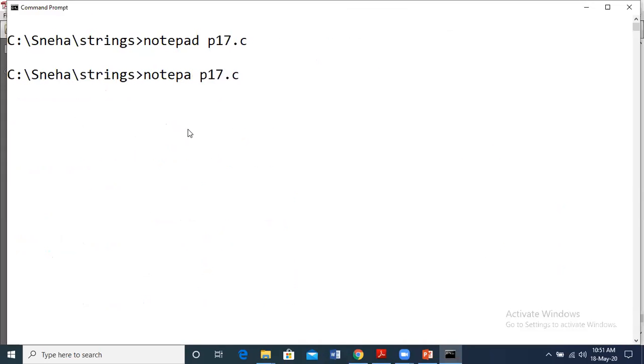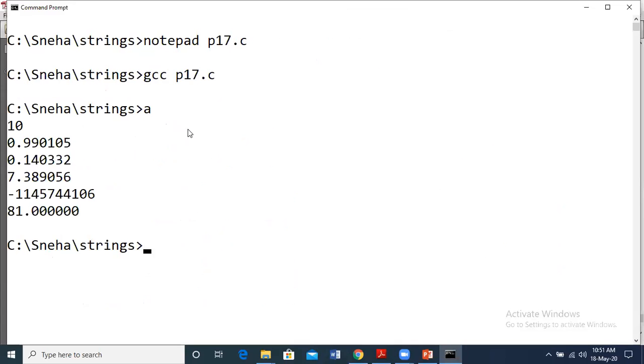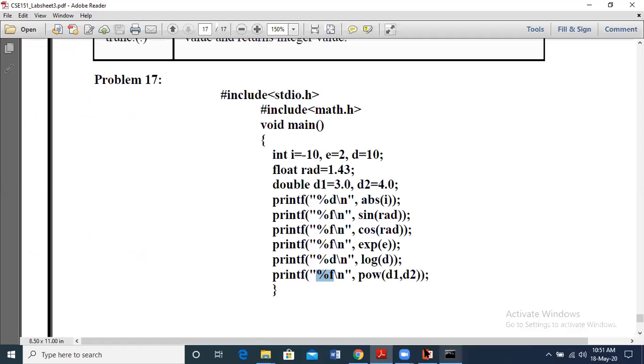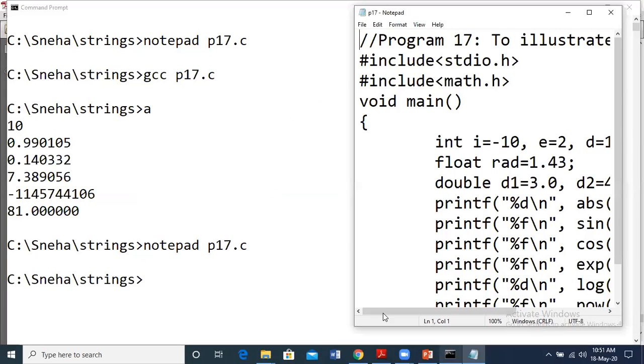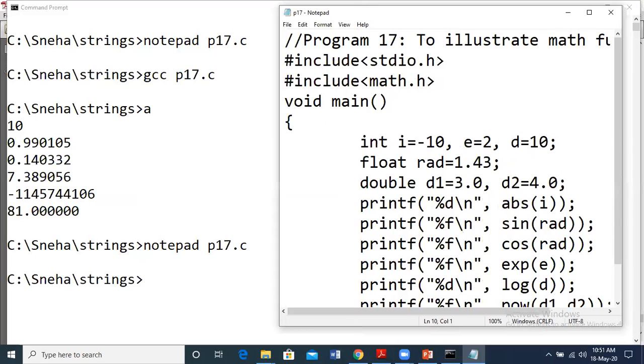So compiling it, gcc, right? And then a.out. So as you can see, first absolute of minus 10, we got 10. Then sine of 1.43 is this value. Cos of 1.43 is this one, right? So let me just display the program as well. Then it will be easier. So this is the program.